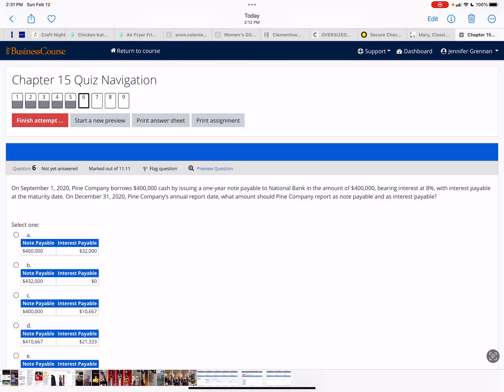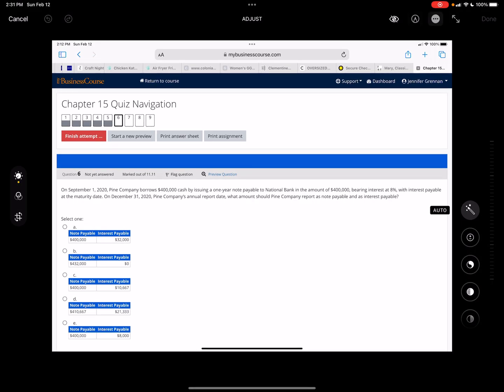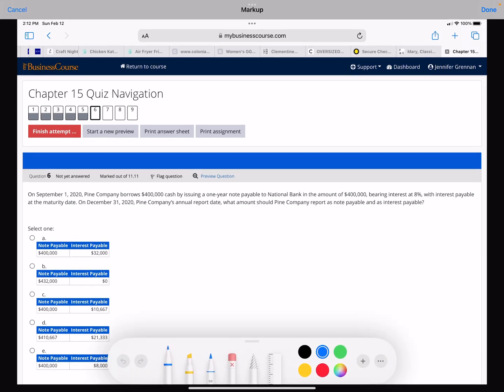Okay. Next one, question 6. Pine Company borrows $400,000 cash by issuing a note payable to National Bank in the amount of $400,000 bearing 8% interest with interest payable at maturity. It is December 31st, so we need to figure out what to record. Remember, we're going to go between September 1st and December 31st. That is September, October, November, December. That's 4 months. So that's how much interest payable I should have.